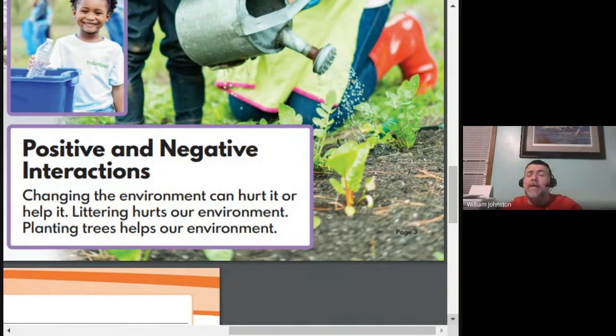Now, while littering is a negative interaction with the earth, planting trees is a way that we can help our environment because all different kinds of trees provide fruits, things for us. They provide wood, they provide paper, and all different kinds of things. So over time, we have to keep planting trees in order to replenish the earth. So this is a positive way that we interact with the environment. So littering, a negative interaction; planting a tree, a positive interaction.